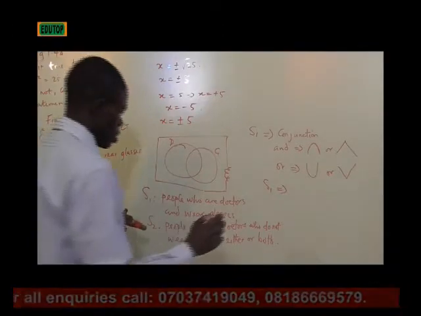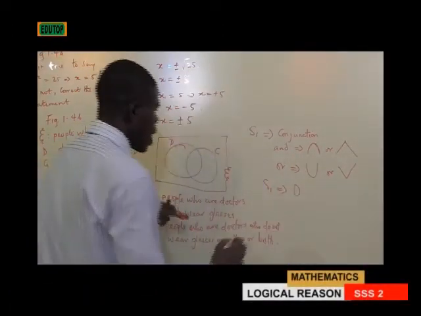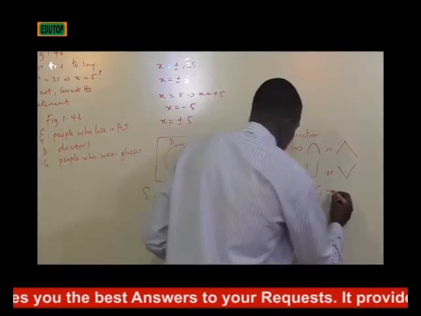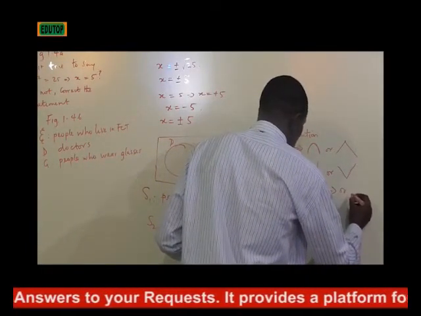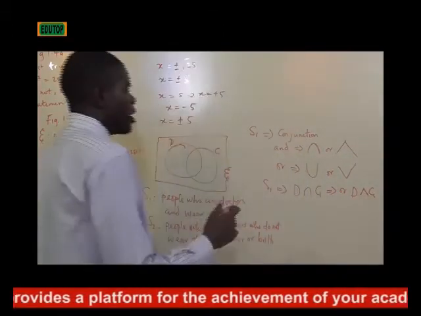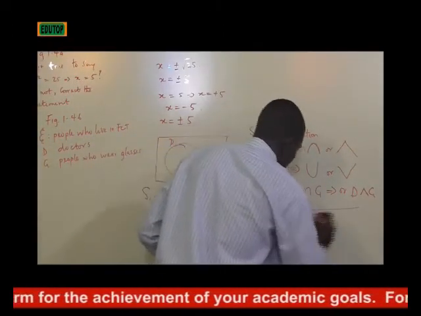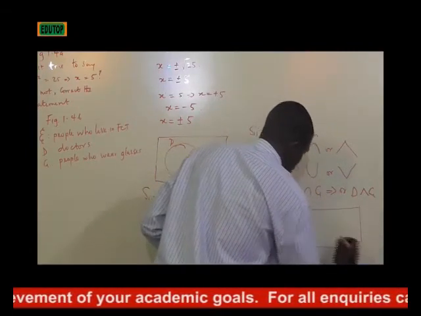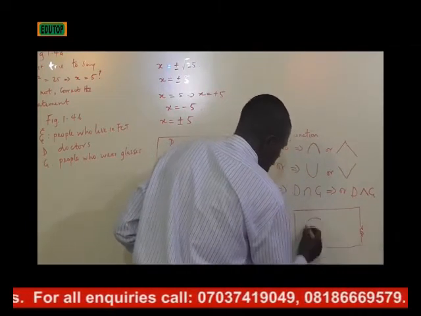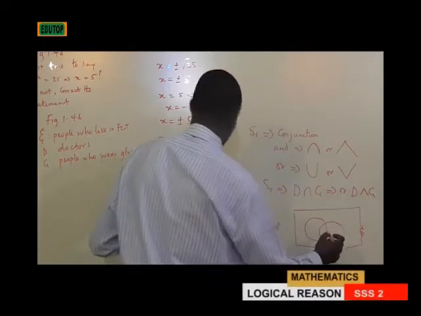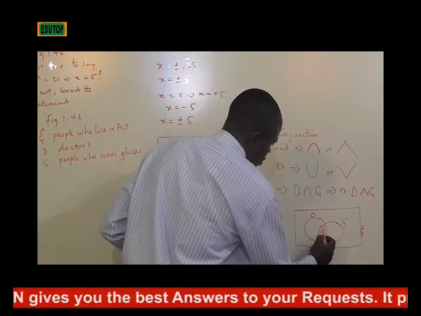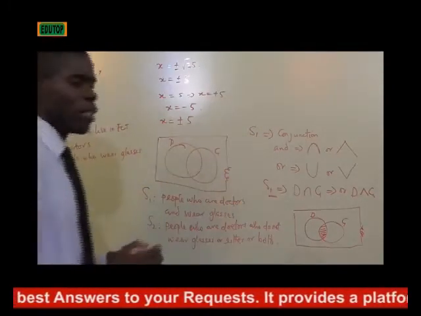In the first case, S1, people who are doctors and wear glasses, it can be denoted by this, which also implies D, cap, G. And if you want to represent this on the Venn diagram, it will simply be like this, where you have your universal to be this, then you have your G, then you have your D. So this is the point we are talking about in the S1 case.